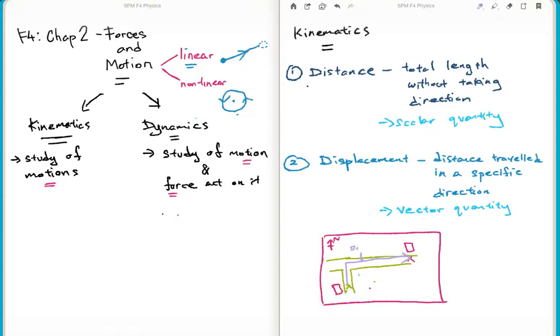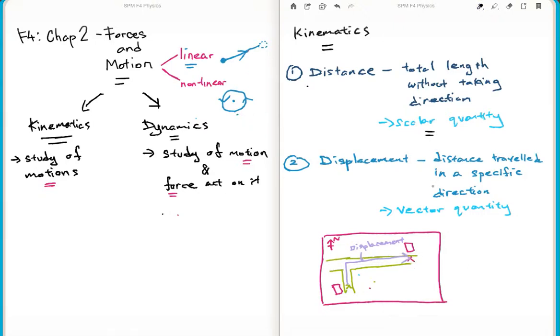So displacement, because initially you need to travel north by this amount of distance and then travel east for this amount of distance, then you will reach your destination. So that's displacement. Likewise, how about distance?